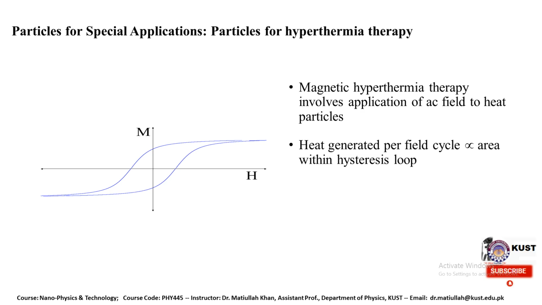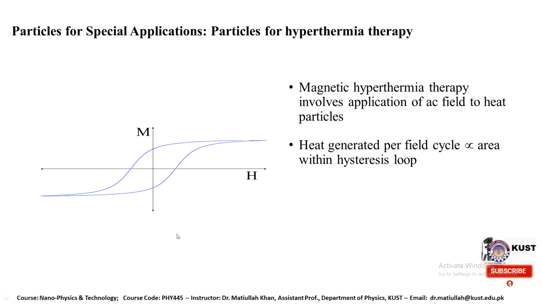This is the hysteresis loop, and we can use the same material for various sorts of applications, especially for the treatment of cancer and for more applications as well. So particles for special applications are used, just like particles for hyperthermia therapy. Magnetic hyperthermia therapy involves the application of an AC field to heat the particles, and heat generated per field cycle is proportional to the area within the hysteresis loop.